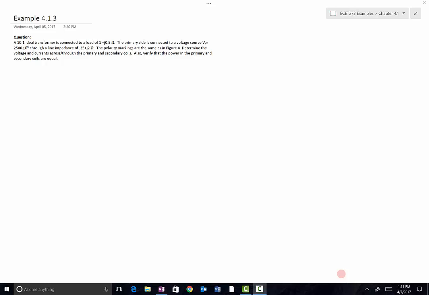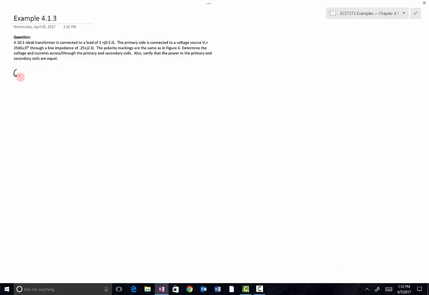Example 4.1.3. A 10 to 1 ideal transformer is connected to a load of 1 plus j0.5 ohms. The primary side is connected to a voltage source Vs equals 2500 angle 0 through a line impedance of 0.25 plus j2 ohms. The polarity markings are those shown in figure 4. Determine the voltage and currents across the primary and secondary coils. Also verify that the power in the primary and secondary coils are equal.